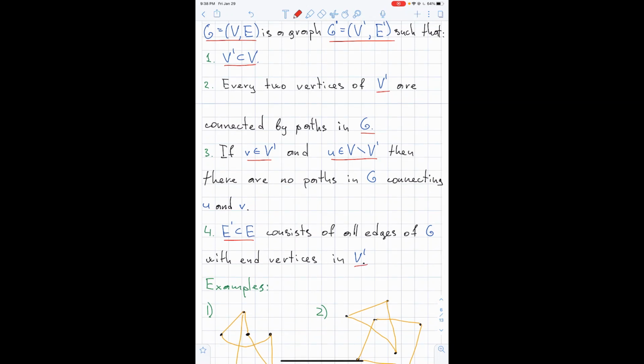Note that no edge has one end in V prime and one end outside because of the previous conditions, because this would violate condition 3 clearly. So there are no such edges. If one of the ends is in V prime, then the other end is also in V prime. So there is no ambiguity about this condition.